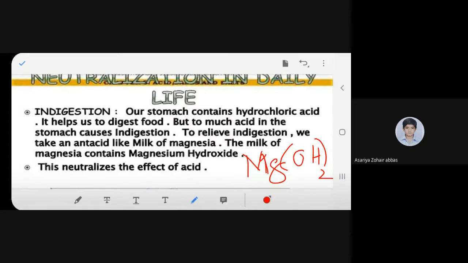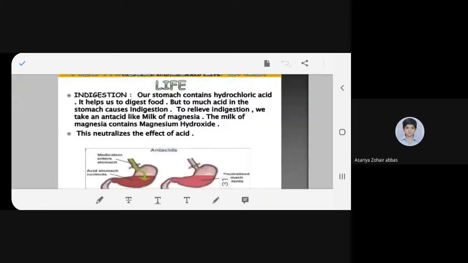So you can see over here that this magnesium hydroxide is basic. So it is neutralizing the effect of hydrochloric acid in the stomach and the pain is relieved. We feel okay. Okay? You can see over here.